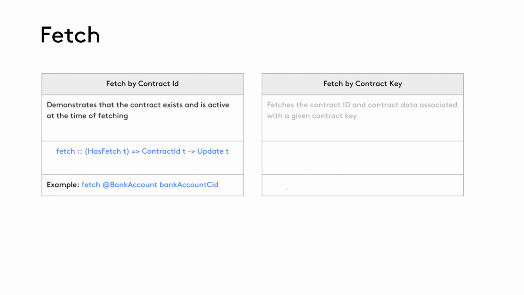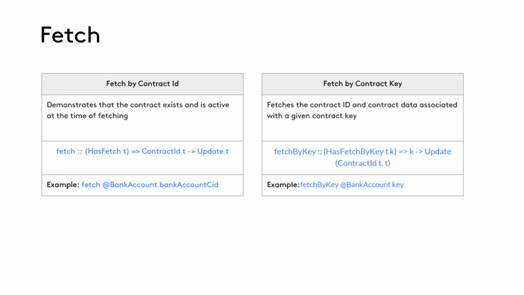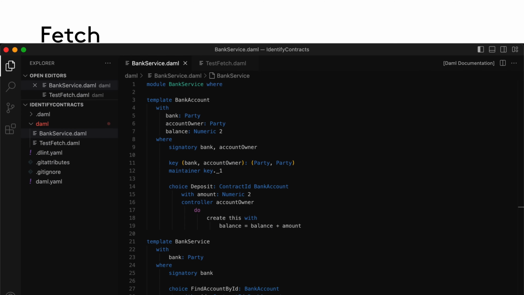Fetching by a contract key returns both the contract ID and the contract payload. This time we use fetch by key, followed by the @ notation and the template name, and then the key defined in the template. In this case, the template name is not optional. Let's try this out in code.